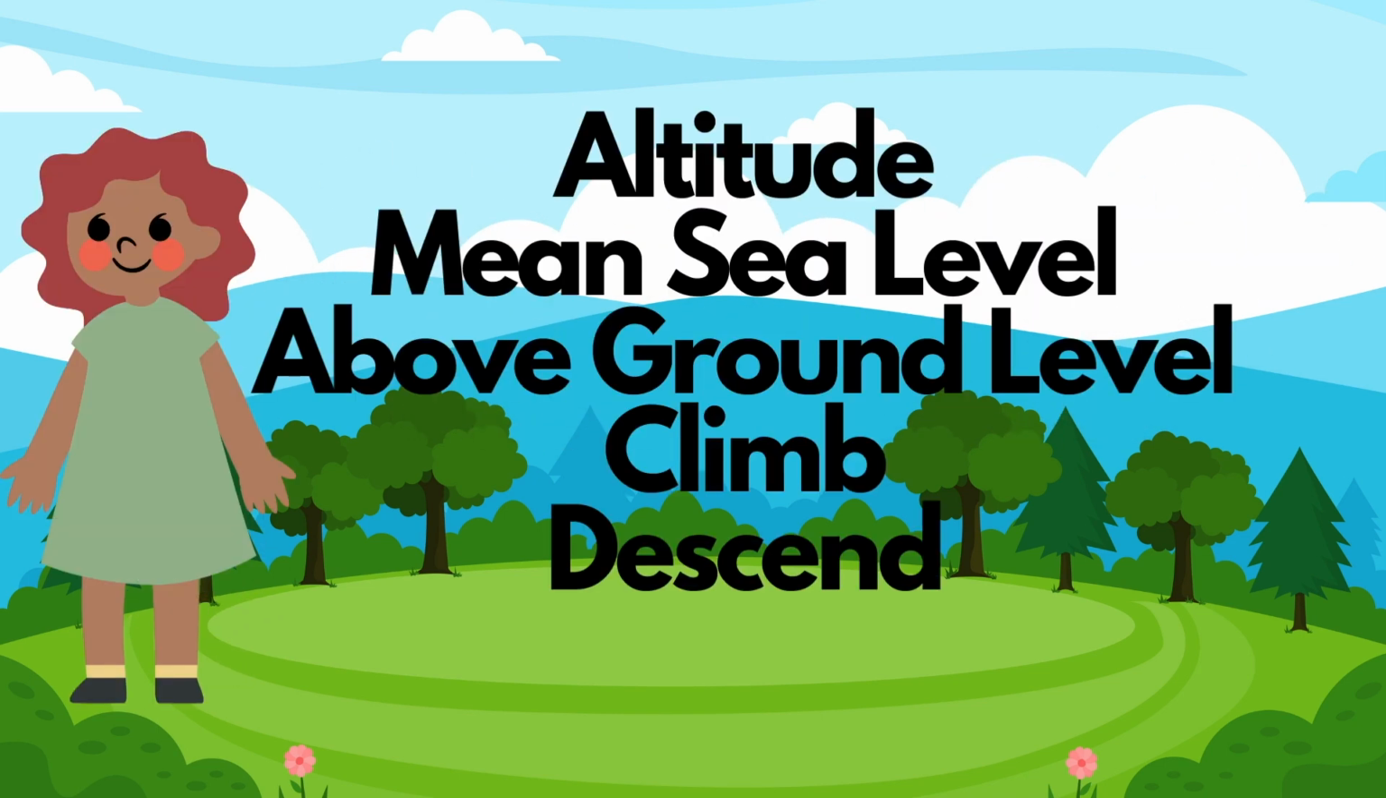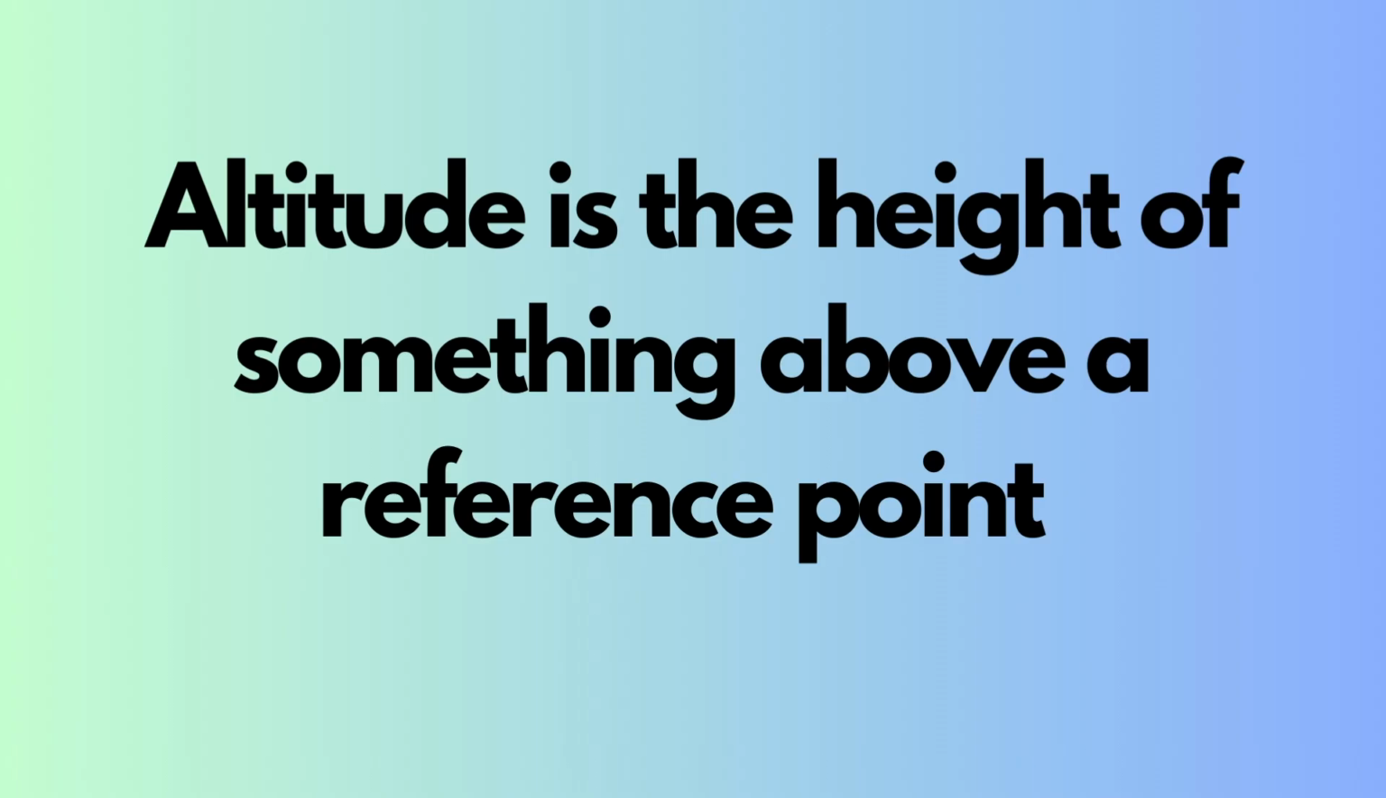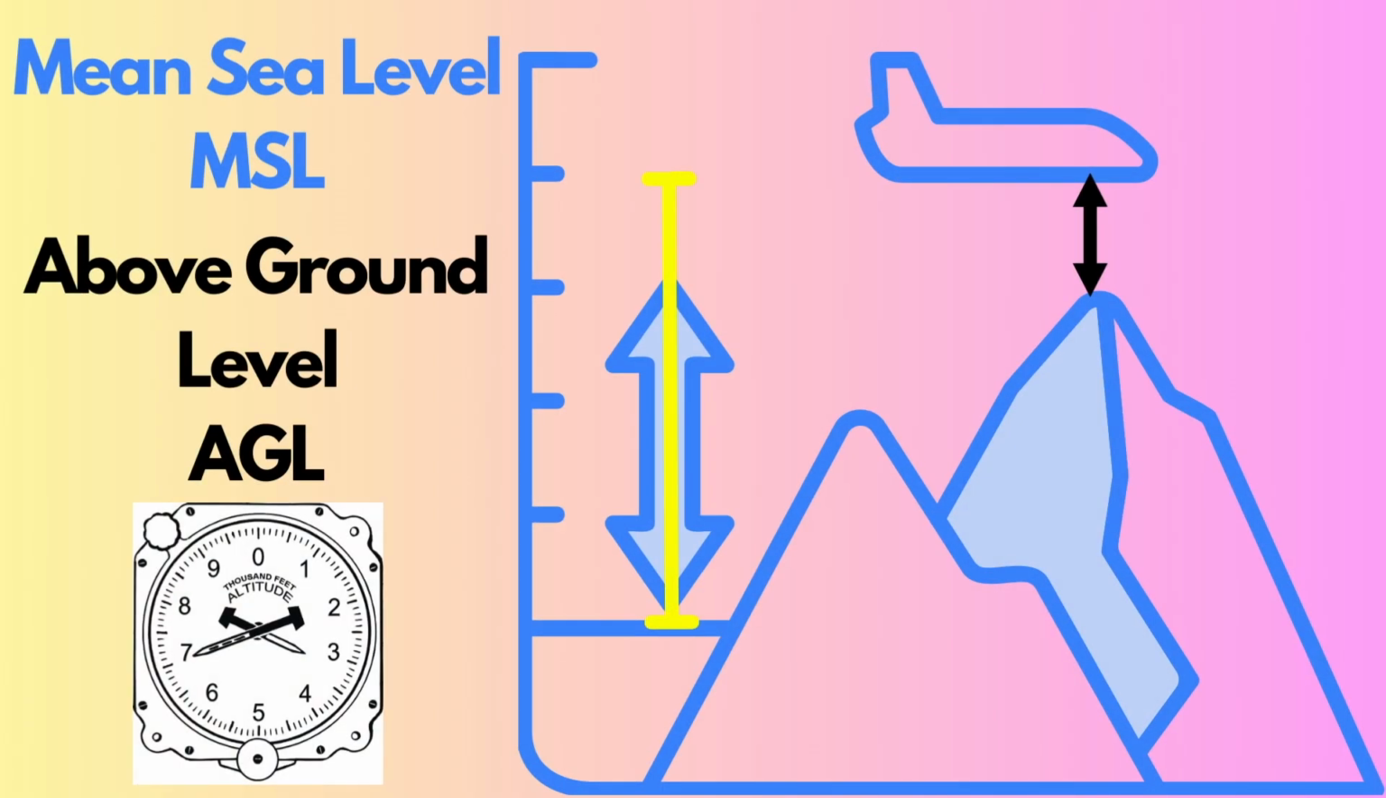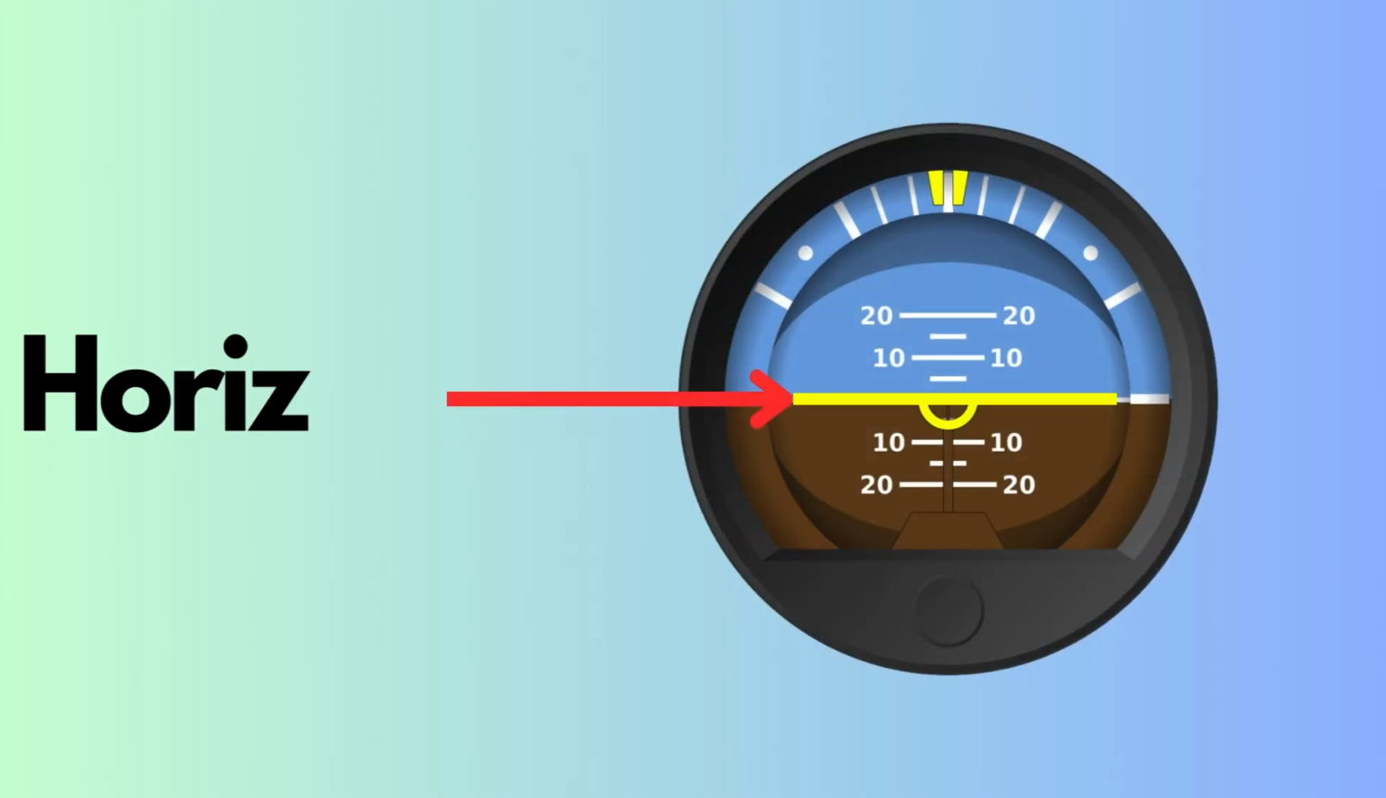Today we'll learn about altitude, mean sea level, above ground level, climb, and descend. Altitude is the height of something above a reference point. Mean sea level is the height of the aircraft over the average sea level. Above ground level is the black arrow, the distance between the ground and the airplane. This isn't a horizon. This is what we see inside the aircraft.